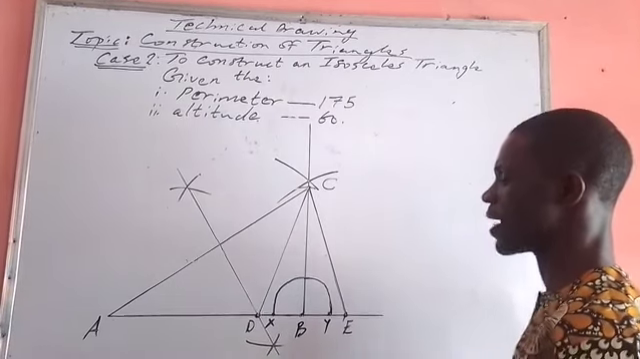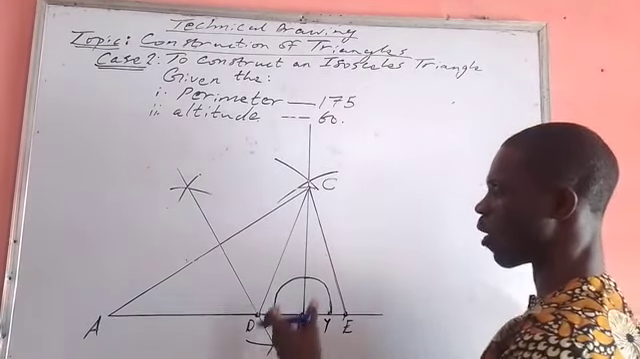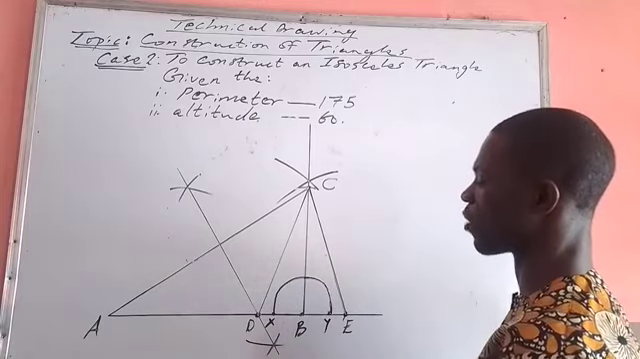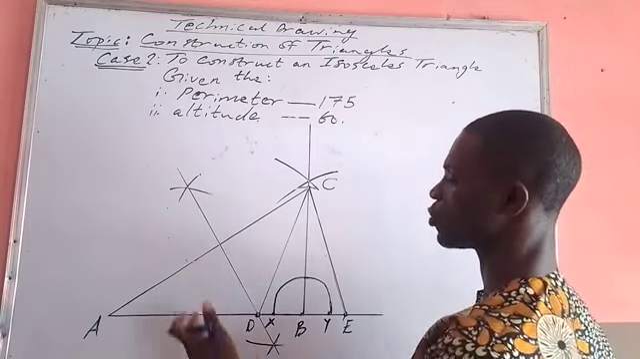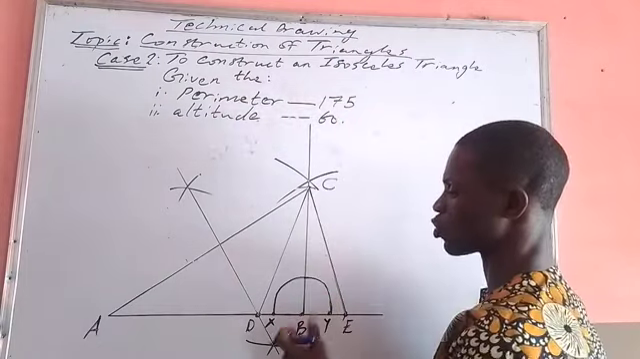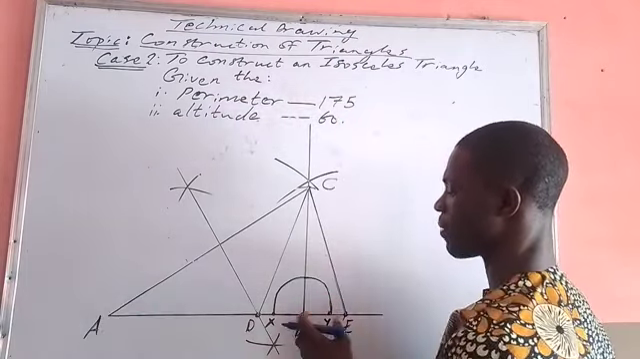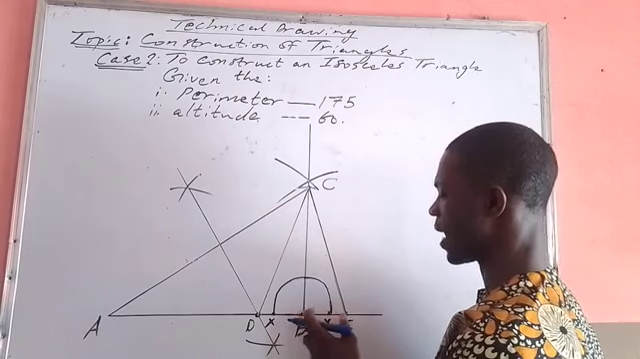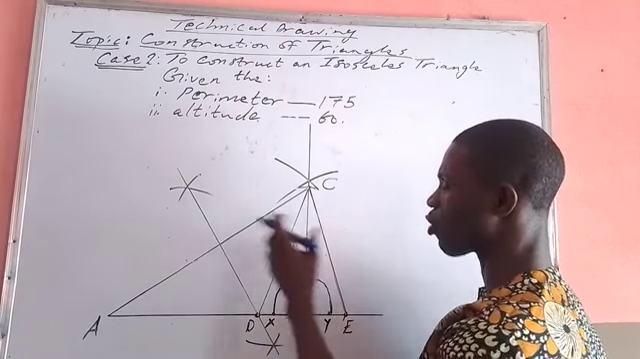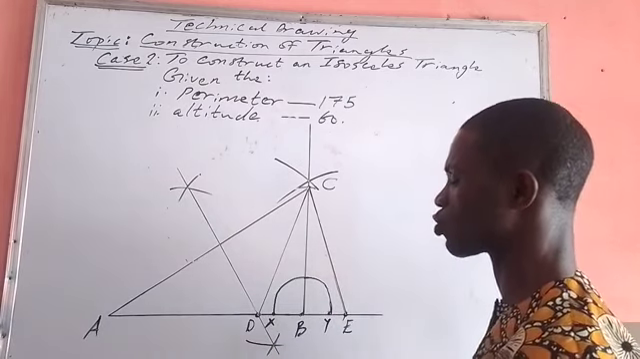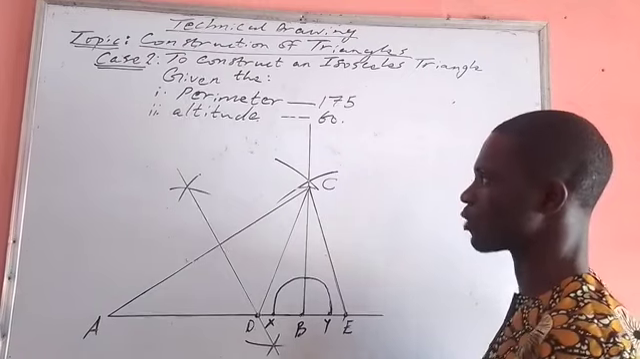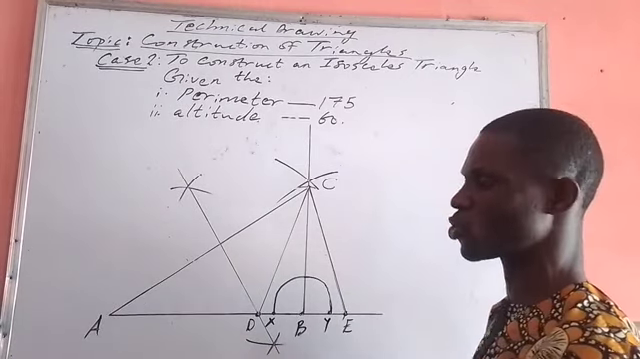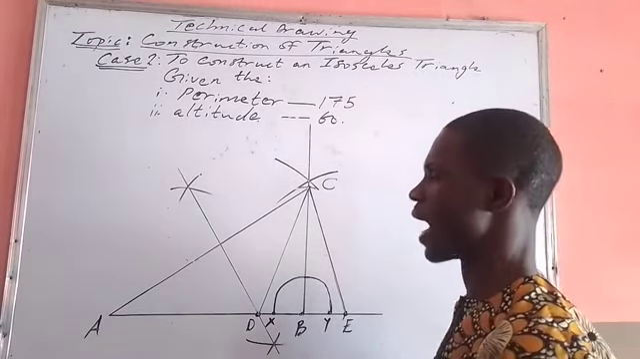And do not forget that when it comes to the construction of an isosceles triangle, given this information, all you have to do is divide the given perimeter by 2, and then you draw this line AB, which is half of the given perimeter, extend this a bit, and then you go on with the other steps that I took to draw this isosceles triangle, whose perimeter and altitude are given. It's as simple as I've done it here.